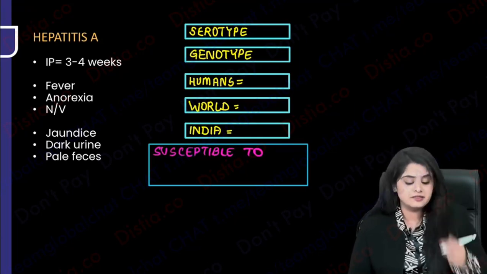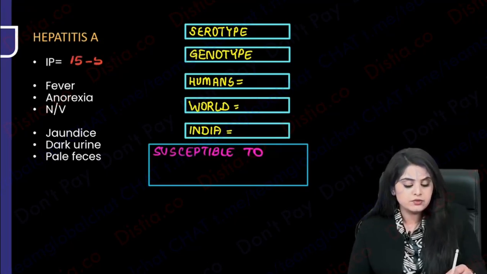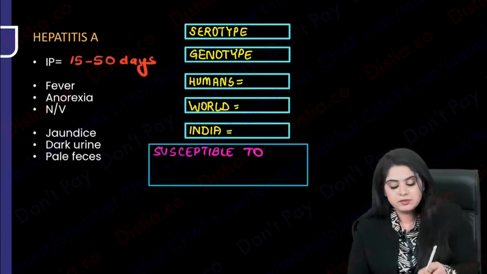Why should I learn like this? I will learn the incubation period like I had learned it for A and E. It was 15 to 50 days. That is why I've made it easier so that you can learn it that way. Fine. How many serotypes does it have?